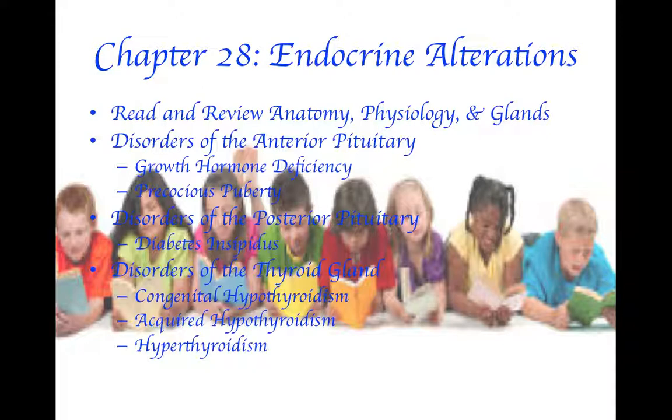Now we'll look at disorders of the thyroid gland. The first one is congenital hypothyroidism. This is a disorder present at birth. It is a reduced rate of metabolism caused by a low concentration of circulating thyroid hormones, your T3 and T4. The early detection and treatment of hypothyroidism can prevent cretinism or severe mental retardation.